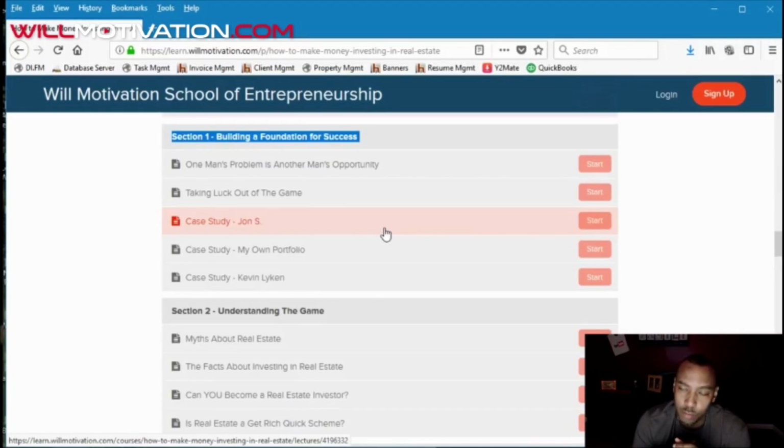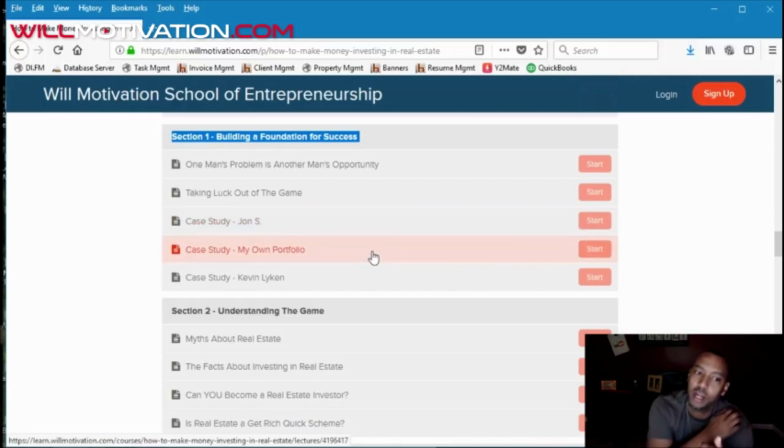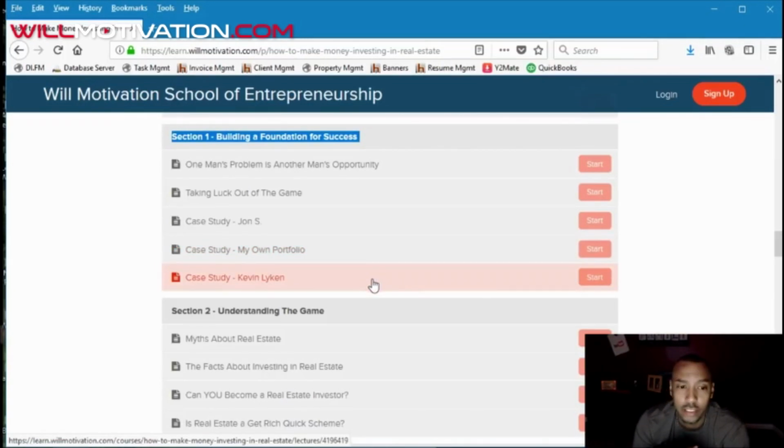I'll also go over my own portfolio and how I grew that and what some of the real numbers are behind my own real estate portfolio. And also, I plan on getting an interview and a case study on my friend Kevin Likens, who's a real estate investor here in Central Ohio and one of the biggest investors in Central Ohio. He's also a developer as well, a real cool guy who has, I don't know if he's got over 1,000 properties at this point.